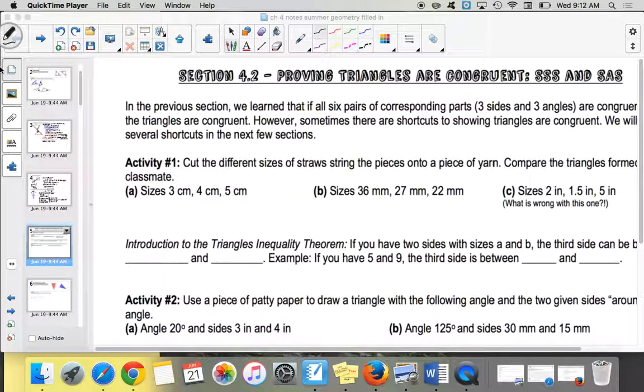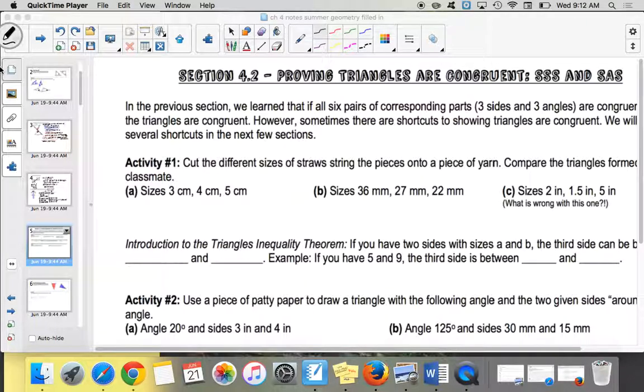Section 4.2. So we're proving triangles are congruent using side-side-side and side-angle-side. We just talked about how we can prove triangles are congruent in section 4.1, and we had to go through a really long process. We had to show that all three pairs of sides were congruent and all three angles were congruent. That took way too long, so are you with me? So we want to know some shortcuts.